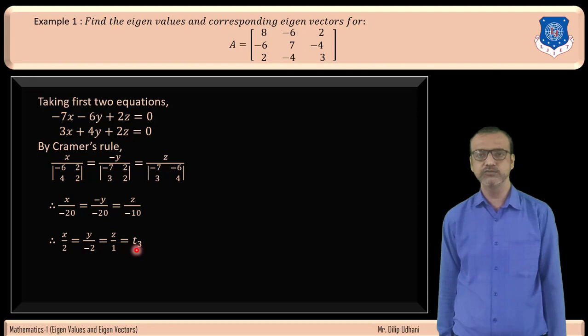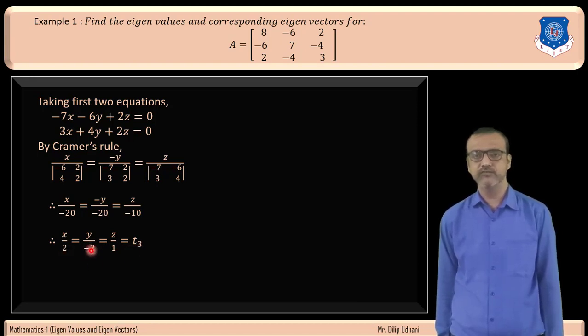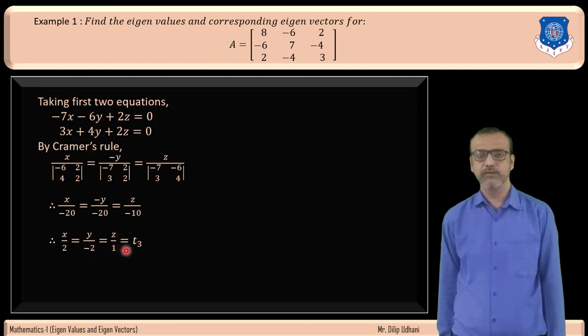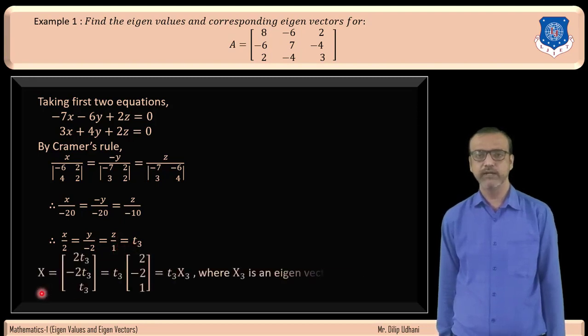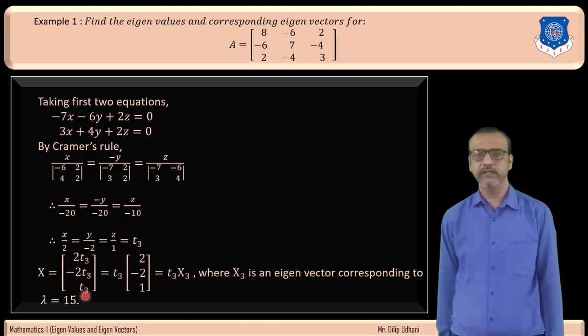So x equals 2 t3, y equals minus 2 t3, and z equals 1 t3. So capital X equals 2 t3, minus 2 t3, t3, and taking t3 common, we have inside the bracket the column matrix 2, minus 2, 1. And this is equal to t3 x3, where x3 is an eigenvector corresponding to lambda equals 15.